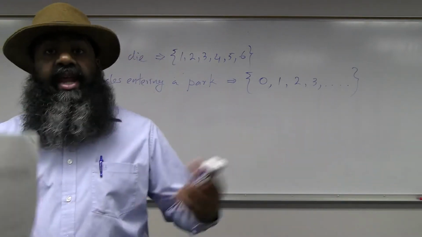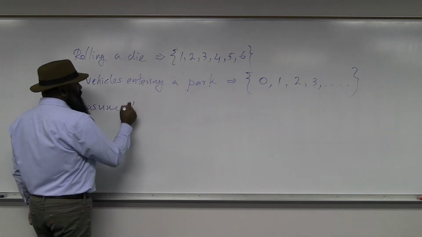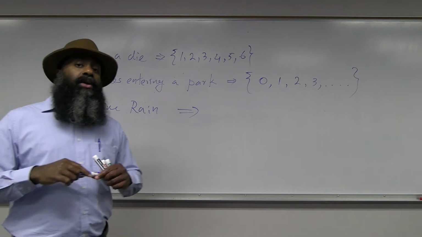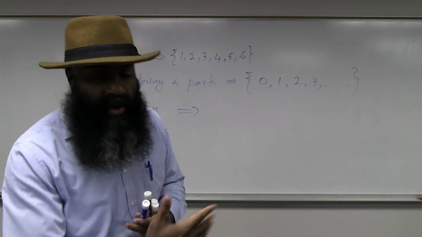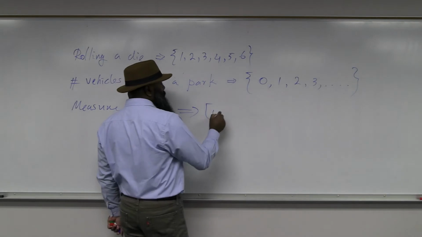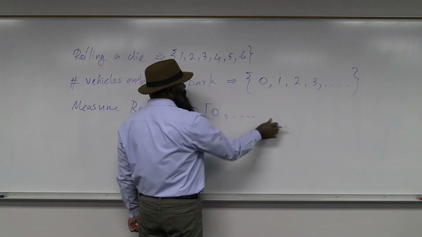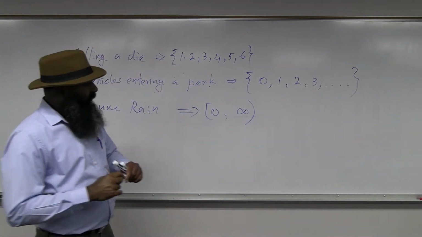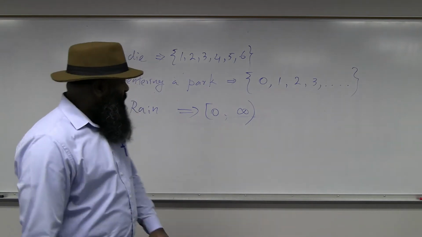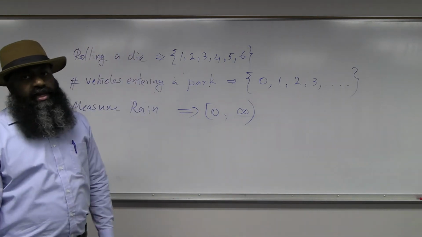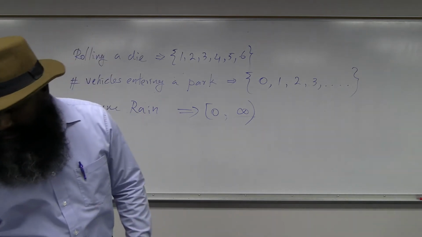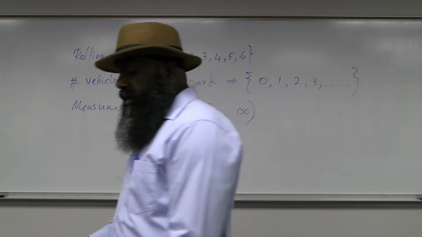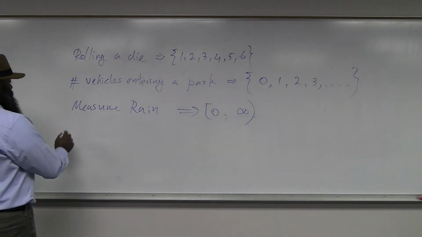And then measuring the rain, for example. If you measure rain, what are the possible outcomes? Now it's going to be a continuous random variable. Possible outcomes could be all the values from 0, and we don't know the upper limit. So we'll just write 0 to infinity with an open parenthesis, because infinity is not a real number. This indicates all possible outcomes. And then measuring the temperature of a surface.